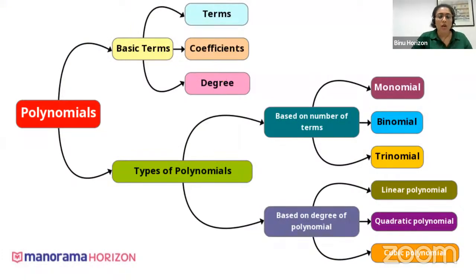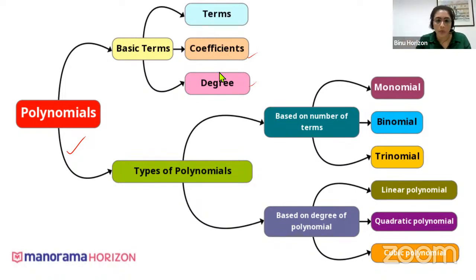Now, the basic outline of this chapter is presented over here. Starting with polynomial, we have to learn what is a polynomial, then the basic terms associated with it, like what are terms, what are coefficients, what is degree. Then we have to learn about types of polynomial. Mainly, polynomials are classified into two categories: based on the number of terms, and also based on the degree.